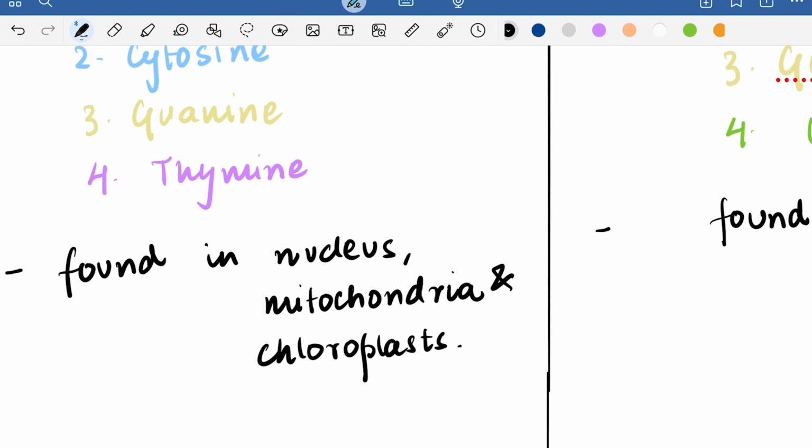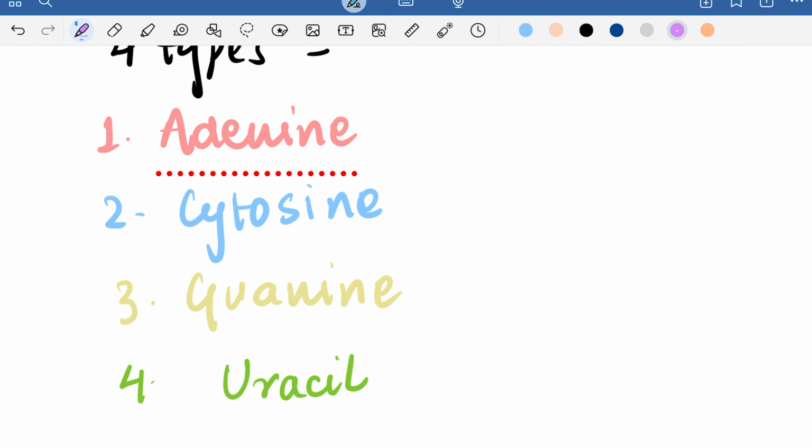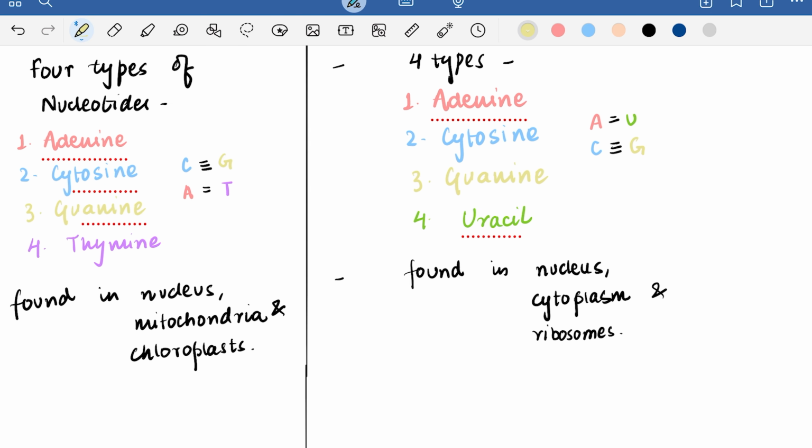The bonding pattern is another point of difference. So in DNA, cytosine pairs with guanine and adenine pairs with thymine, but in RNA, adenine pairs with uracil and cytosine still pairs with guanine.